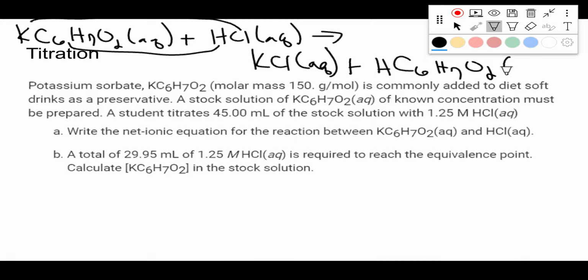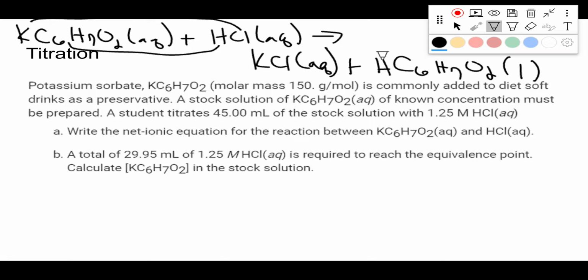HC6H7O2. Now, this is something we're going to talk a lot more in depth about later in the year. There are things called strong acids and weak acids. Strong acids completely ionize in solution and will be aqueous. Weak acids do not, and they will be considered a liquid. So this is actually a weak acid. You really would not be able to answer this at this point of the year. Once we hit the acid-base chapter, then you'll be able to answer this on your own.